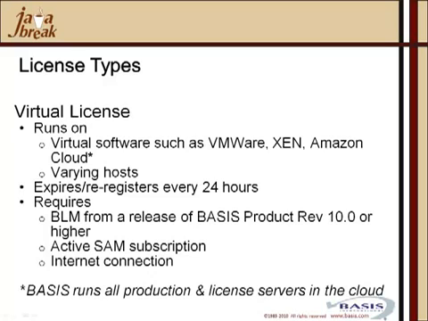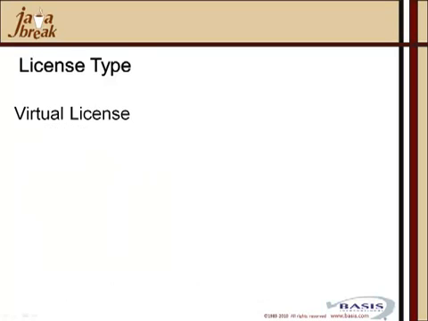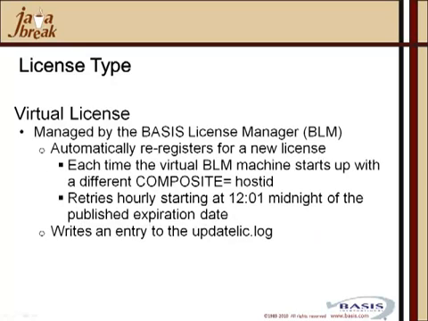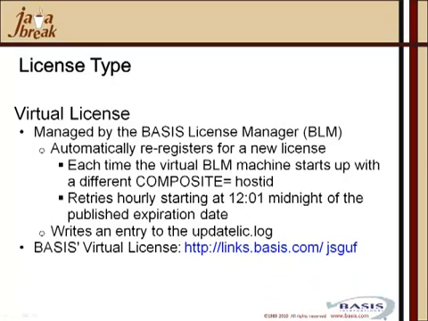One requirement is that the BLM be from a release of Basis product Rev 10 or higher. Another is that there is an active SAM subscription, and the third requirement is an internet connection. As a side note, Basis is currently running all of our production and license servers in the cloud. As you might expect, the virtual license is managed by the BLM as long as there is a current SAM plan and an active internet connection. With those in place, the BLM will automatically re-register the license each night at midnight, your local time. For more information on the Basis virtual license or any of the Basis license types, you can certainly go to our online documentation under licensing.